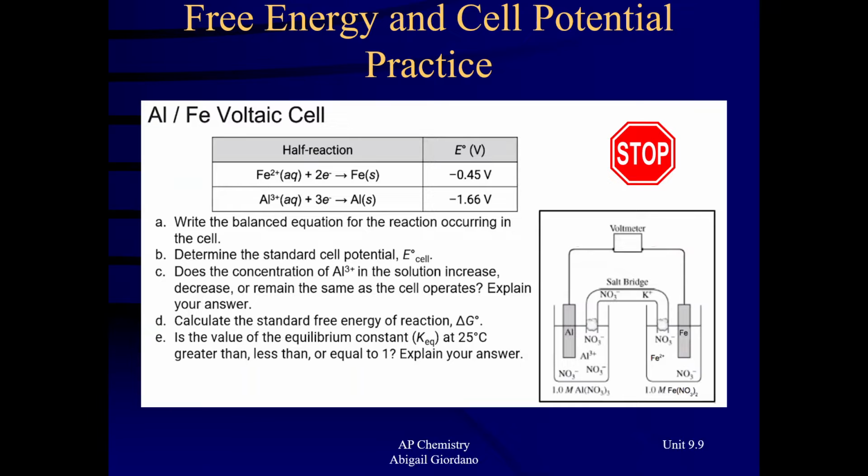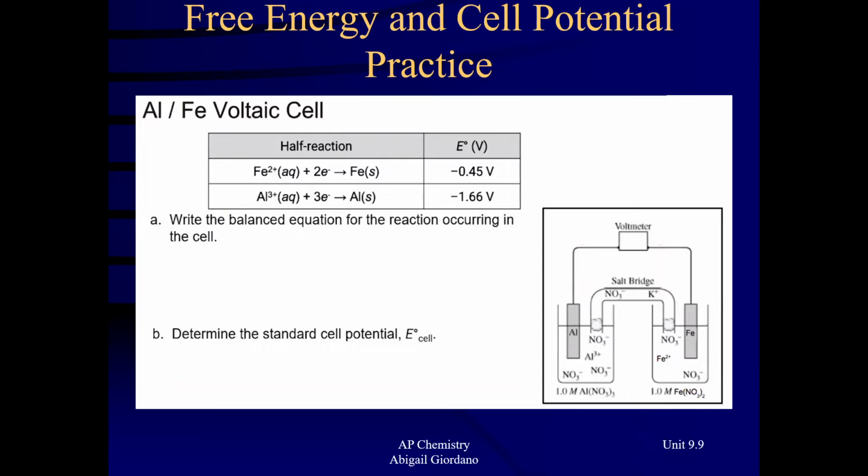You're given a diagram of a galvanic cell. Okay, should look familiar. We did a similar one, maybe even the same one. But now you have these two half reactions. It says write the balanced equation, determine the cell potential. It asks you a question about the concentration of the aluminum ion. It asks you to calculate delta G, and then we're going to pull this back from a previous topic. We want you to relate that to the equilibrium constant. So pause your video, see how you can do with these.